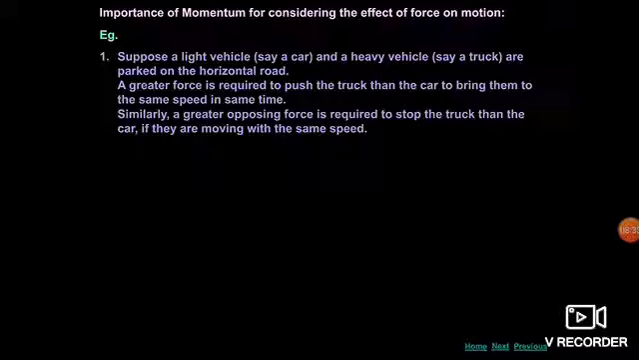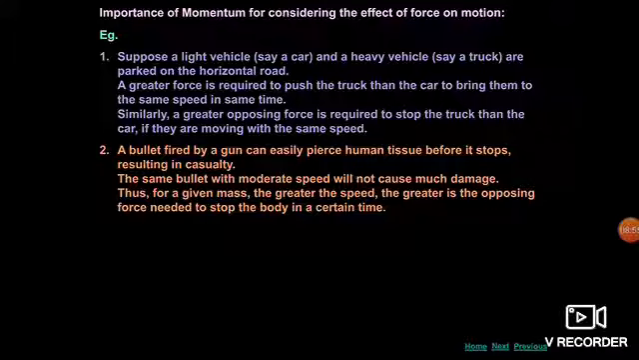What is the importance of momentum for considering the effect of force on motion? Take an example. Suppose a light vehicle, say a car, and a heavy vehicle, say a truck, are parked on a horizontal road. A greater force is required to push the truck than the car to bring them to the same speed in the same time. Similarly, a greater opposing force is required to stop the truck than the car if they are moving with the same speed. A bullet fired by a gun can easily pierce human tissues before it stops, resulting in casualty. The same bullet with moderate speed will not cause much damage.